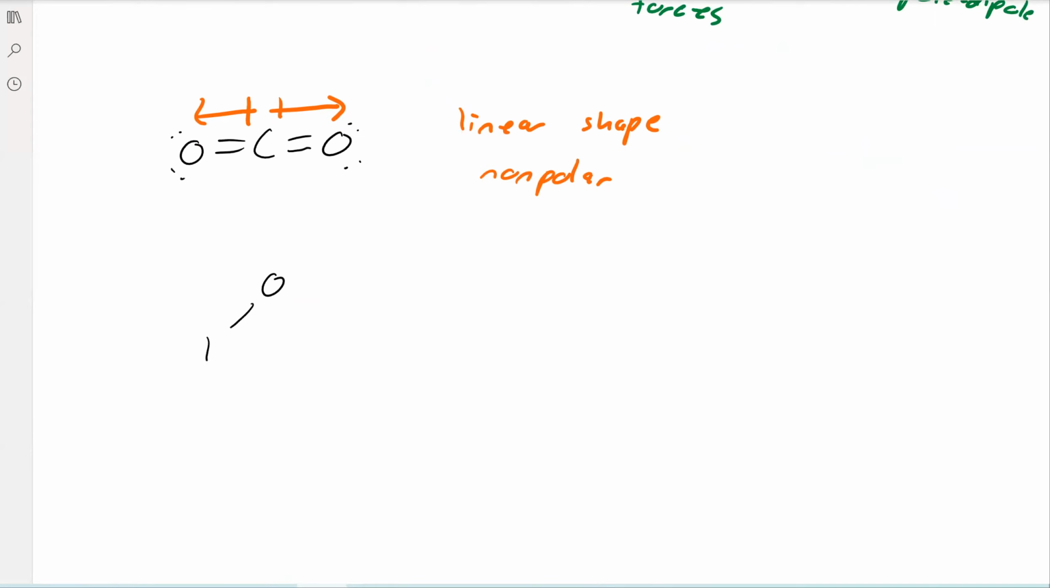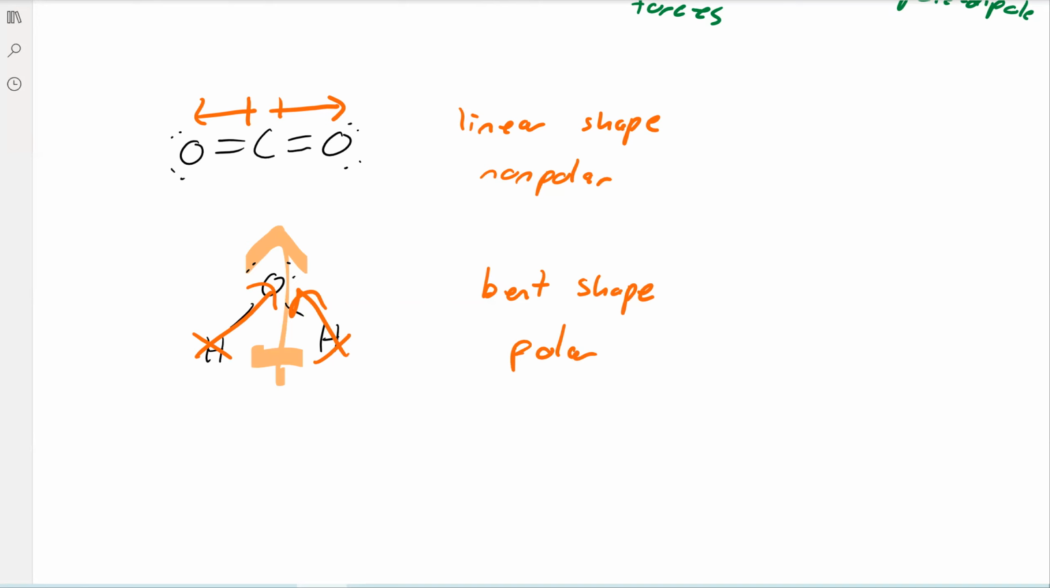Whereas something like water has a bent shape. And so we have two dipoles here, and we have a net dipole that points up. And so water is indeed a polar molecule. So again, in order for something to be a polar molecule and thus have dipole-dipole forces, it needs to have polar bonds, and these polar bonds need to face in approximately the same direction.